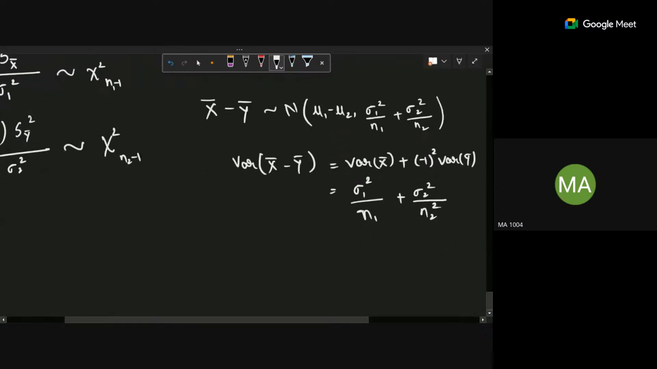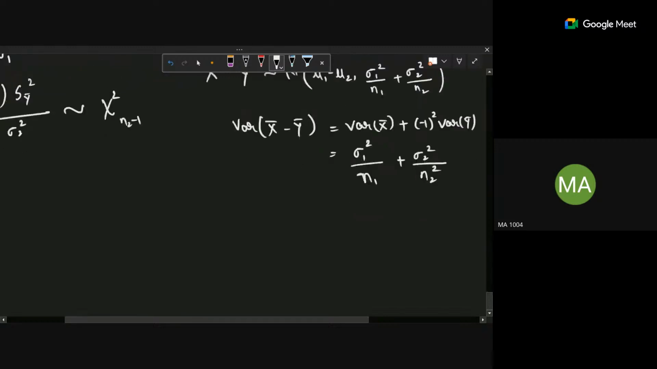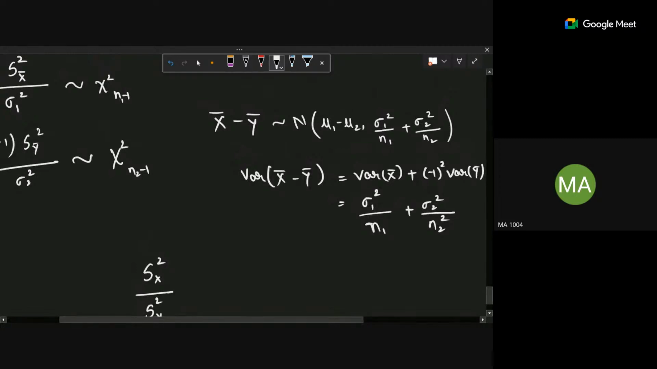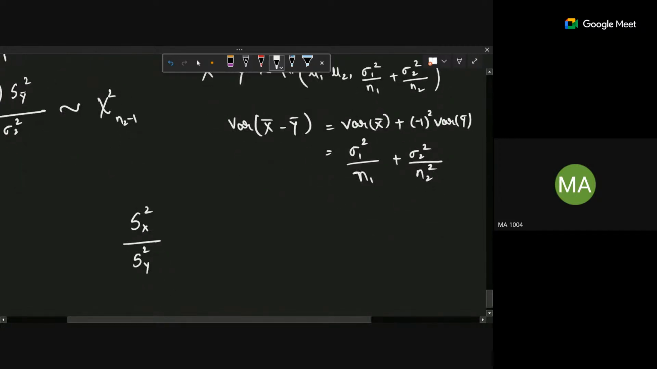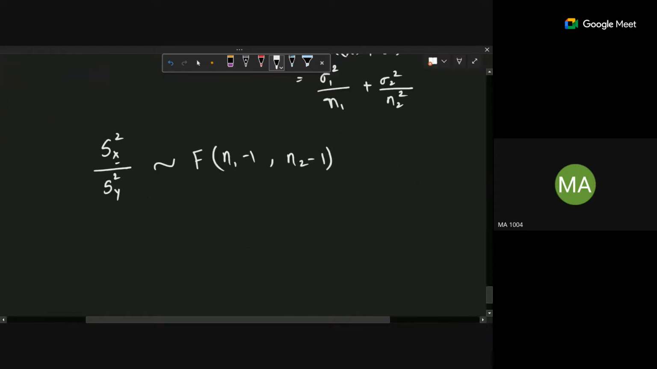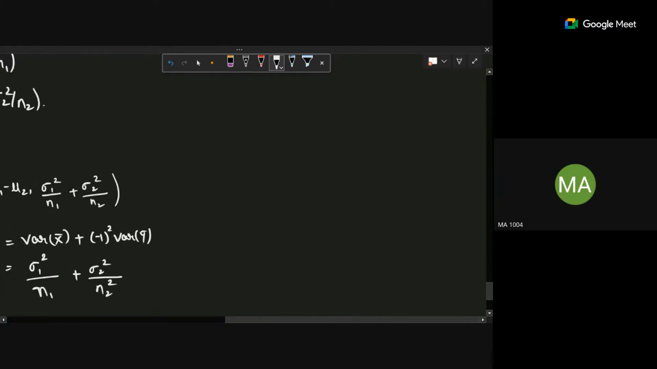Now this was all about that. Now what if I say Sx square upon Sy square, both are sample variances, right? In that case, there is one more distribution that is known as the F distribution, with degrees of freedom n1 minus 1 and n2 minus 1. Let me just explain it. So now one more new distribution is introduced to you, that is the F distribution.